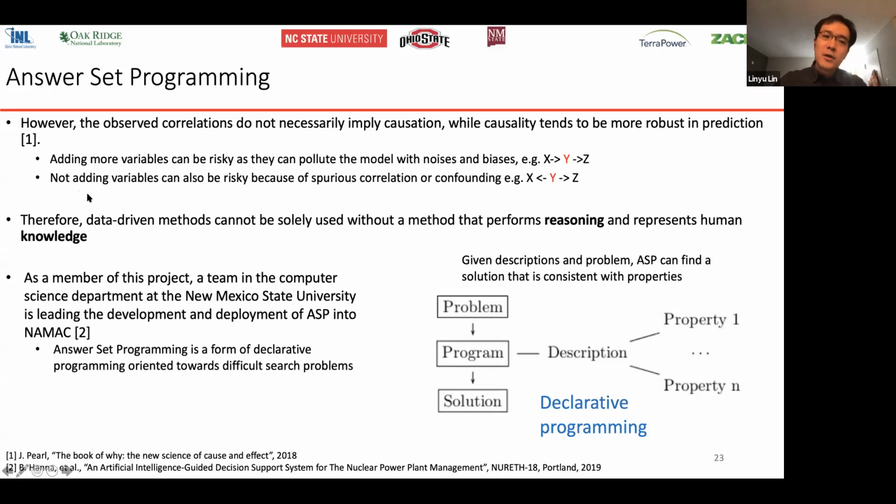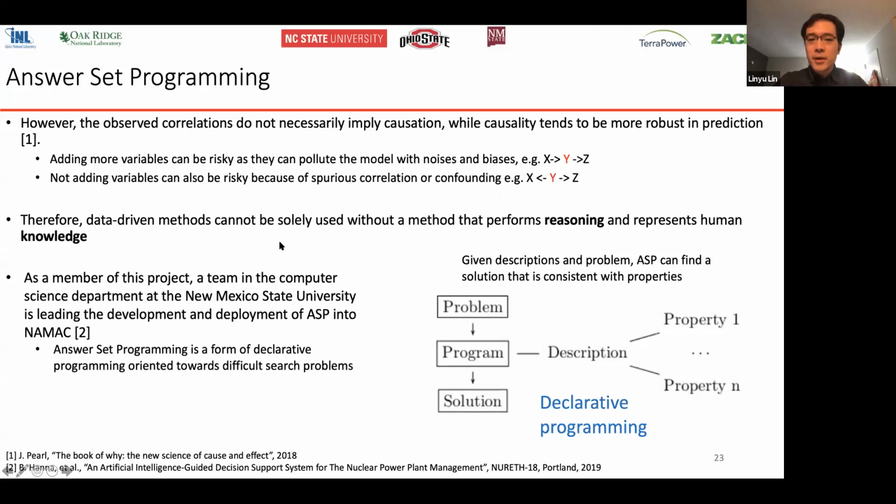However, not adding a certain variable can also be risky because of spurious correlation and confounding. For example, if we have a variable y that can induce both x and z, and our goal again is to predict z based on the input, if we do not include y, we may have a spurious correlation between z and x. That can be confusing because that causality does not actually exist. It's not a strong causality.